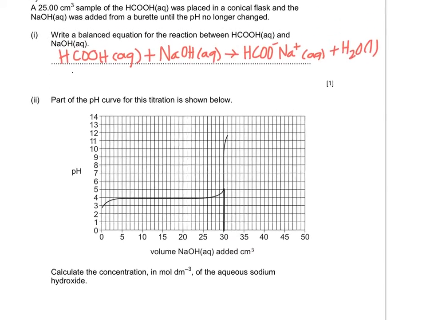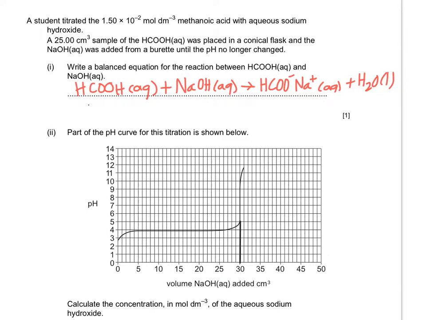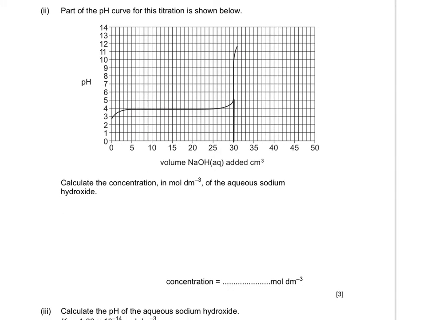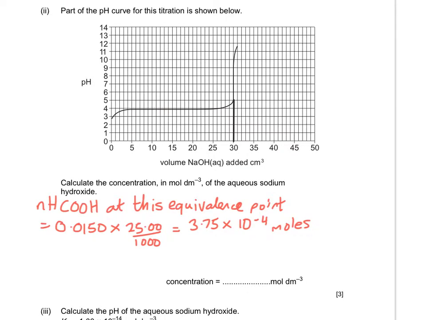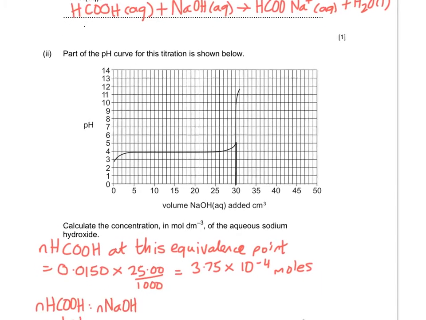If we go back to the original part of the question, it tells you what the concentration of the methanoic acid and the volume of the methanoic acid is, so you can work out the moles of methanoic acid that were used at this equivalence point. And that gives us 3.75 times 10 to the minus 4 moles. And from the equation we know that there's a mole ratio of 1 to 1 between methanoic acid and sodium hydroxide. Let's have another look just to be sure. There you go, 1 to 1.